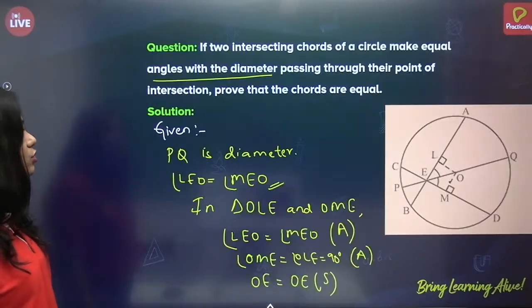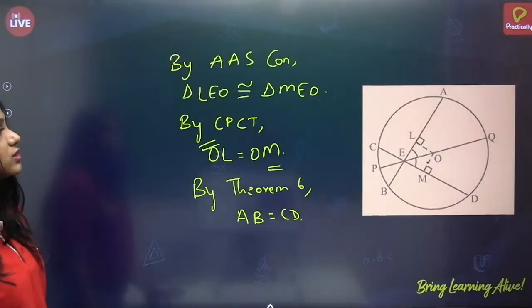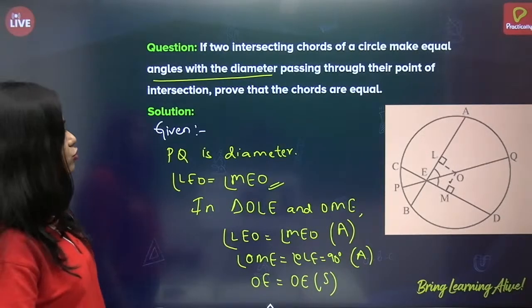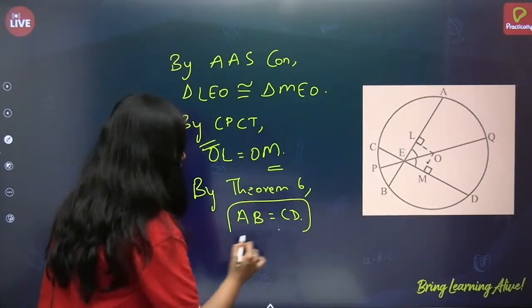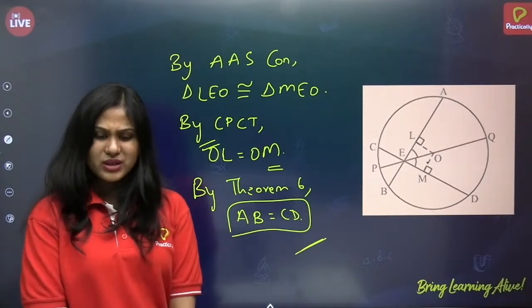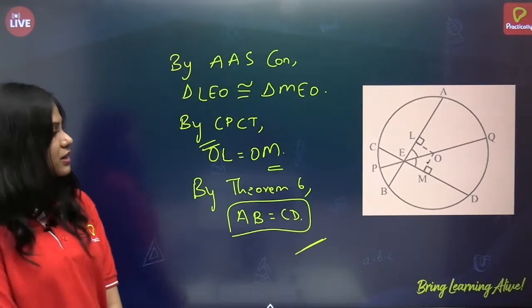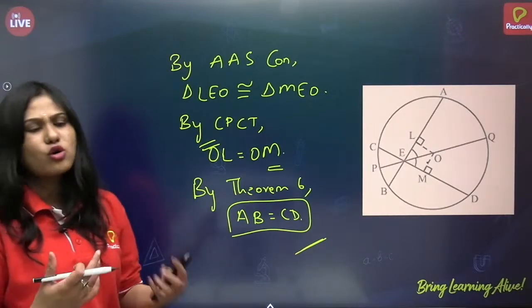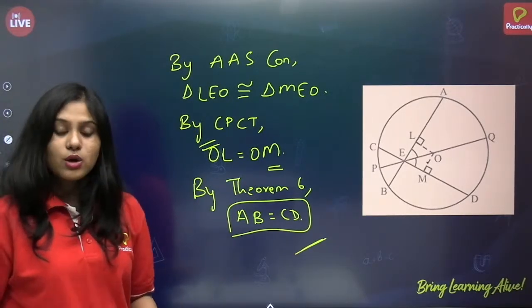So we have used this theorem to prove this. And yes, we have proved that the chords are equal, that is AB is equal to CD. Okay, this is a lengthy question, a little bit lengthy to apply the congruency theorem. So I hope you have understood.